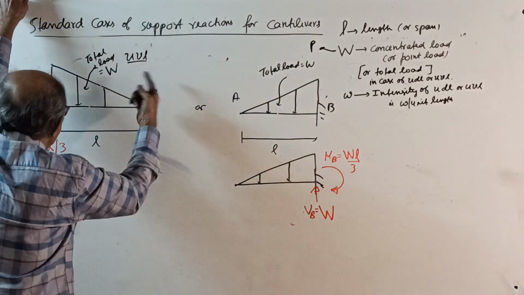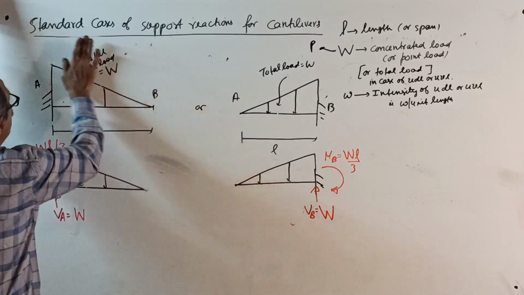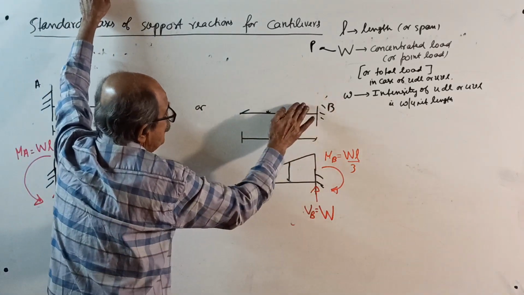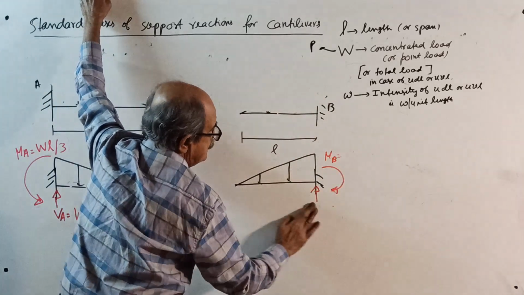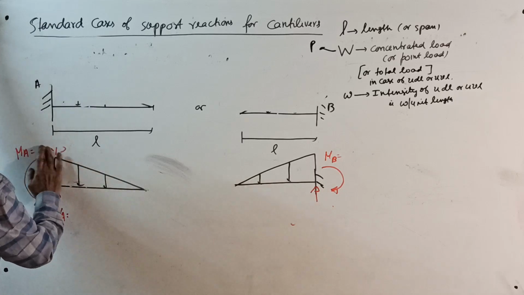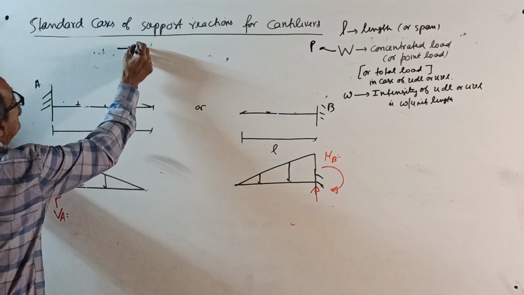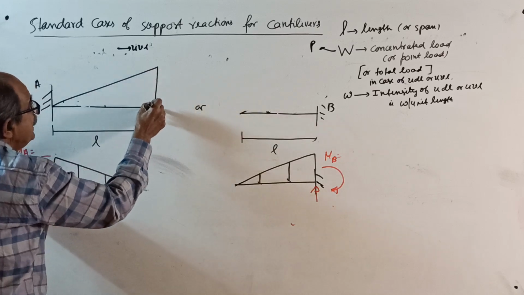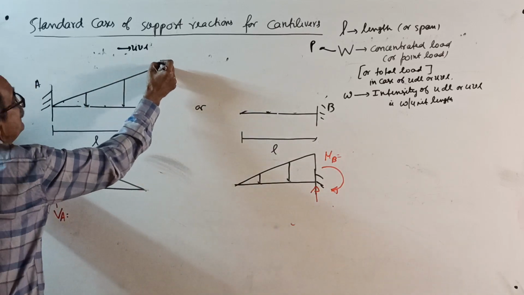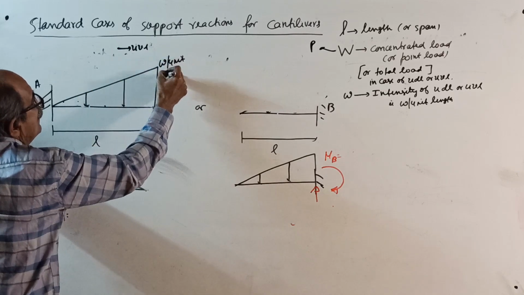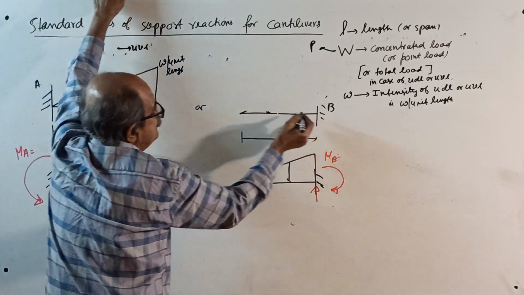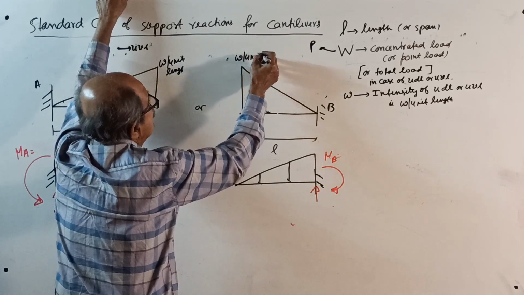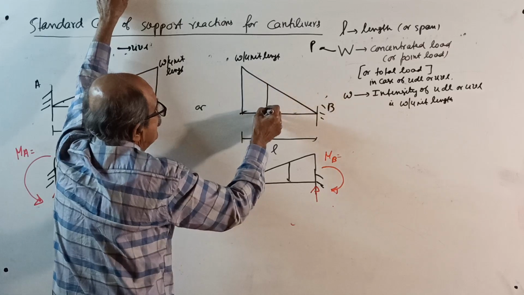Now, another case. Once again, UVL, you should not do this way. If you write separately, once again, don't. UVL with 0 intensity at the fixed end and maximum at the free end. See, this way. This is W per unit length. Here, 0 at the fixed end and maximum of W per unit length at the free end, reverse.